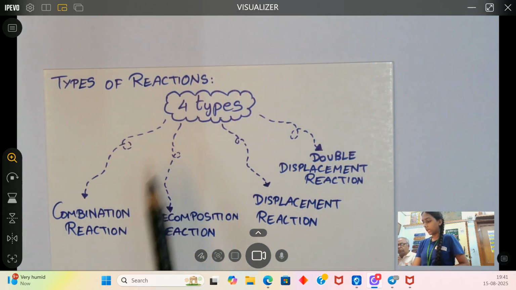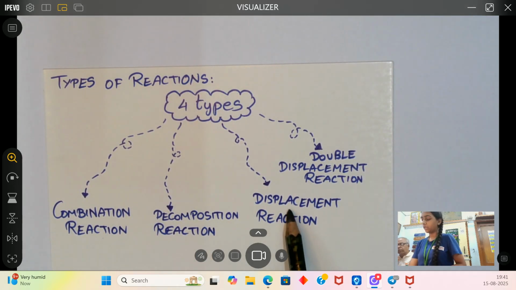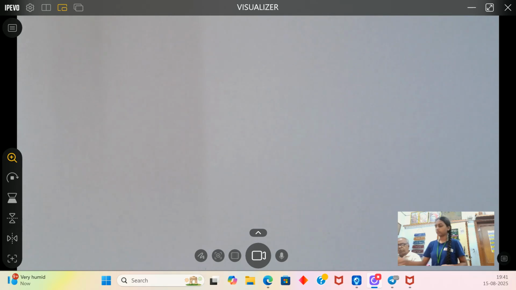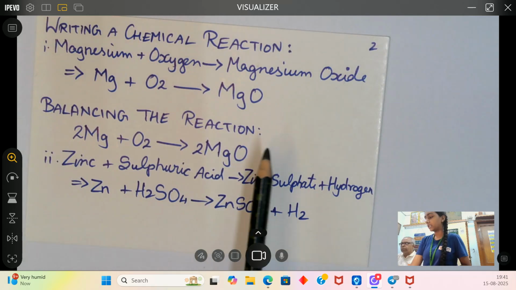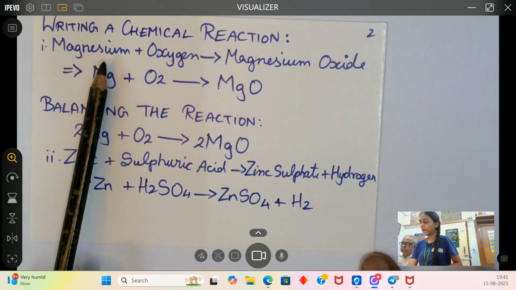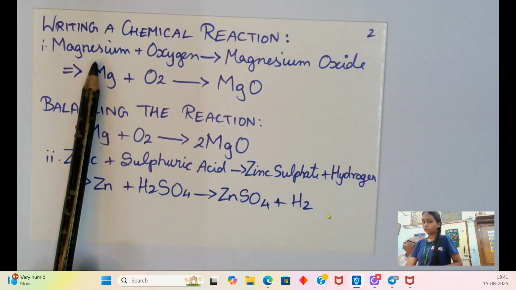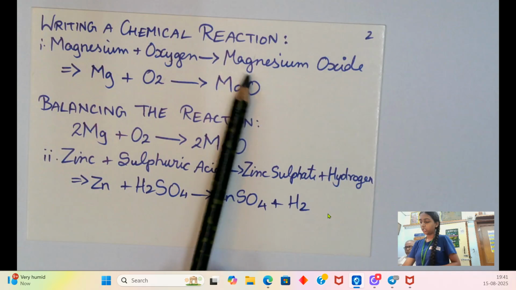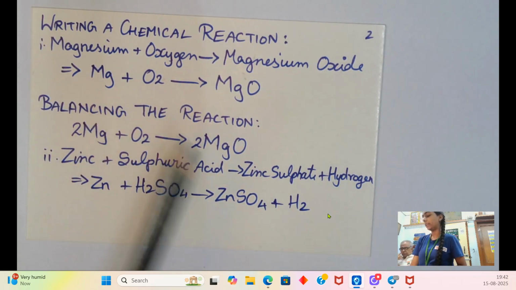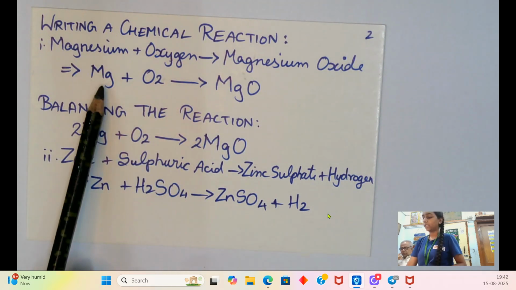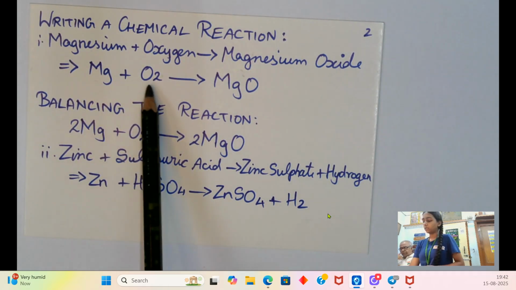So here are the four types of reactions, which are combination reaction, decomposition reaction, displacement reaction and double displacement reaction. So first we have the topic writing a chemical reaction. So here are some examples. First we had only writing the full names in a reaction, where we wrote magnesium plus oxygen gives magnesium oxide. This was a bit tough, and since it was tough, they made symbols for each element in a simple way. So Mg plus O2 gives MgO.